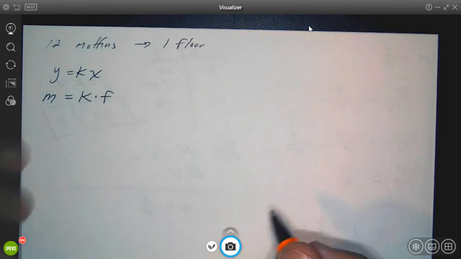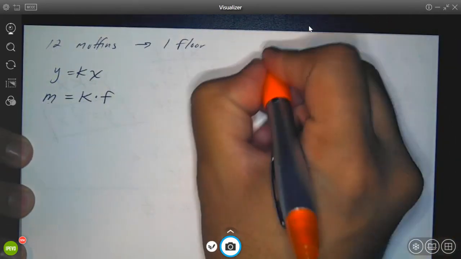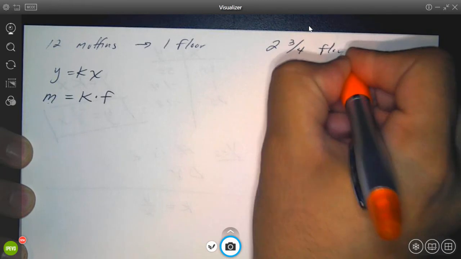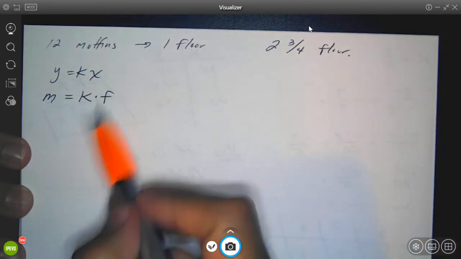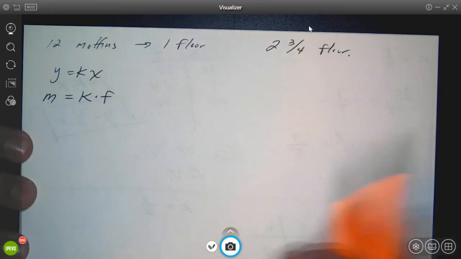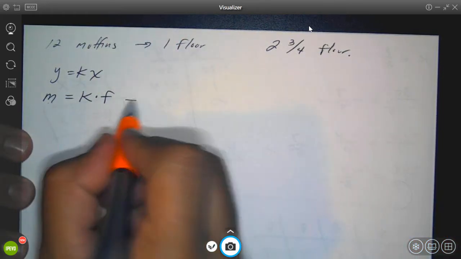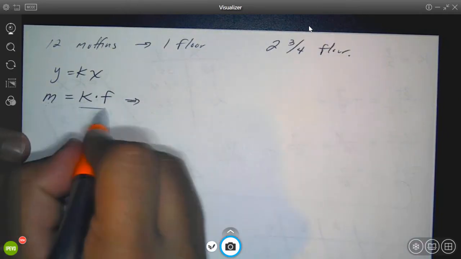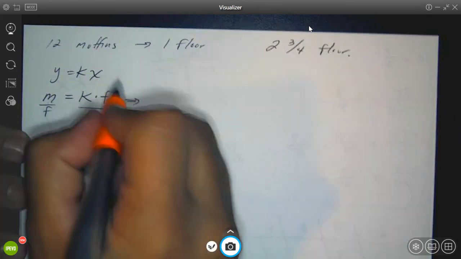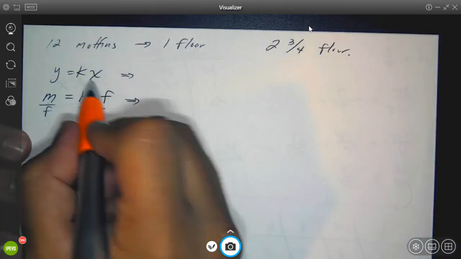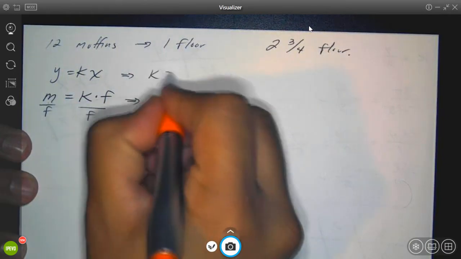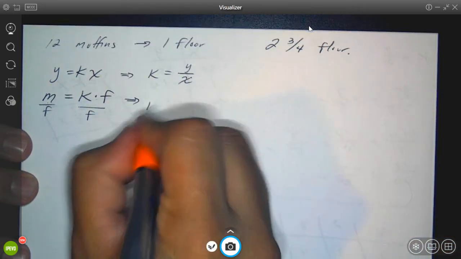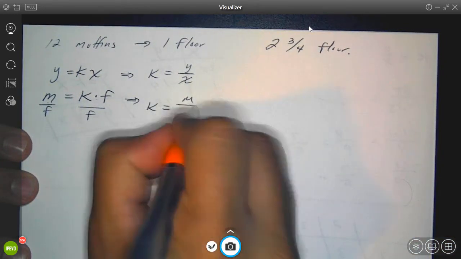It says to find the number of muffins we can make given 2 and 3/4 cups of flour. Before I can do that, I first need to figure out my equation, or the value of k. To find k, we solve for k here. We're multiplying by F, so I'm going to divide by F on both sides. It's the same as the previous example. The constant of variation is the ratio of the output over the input. In this case, it is the muffins divided by the quantity of flour.